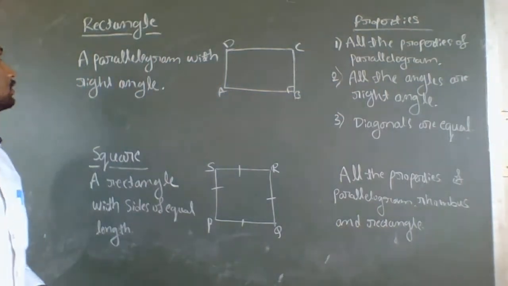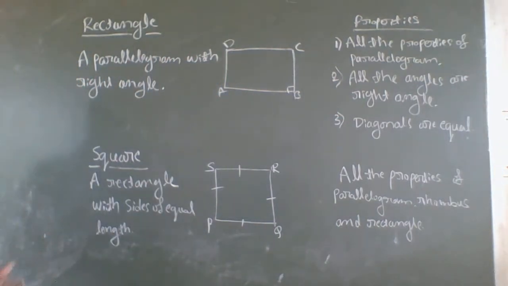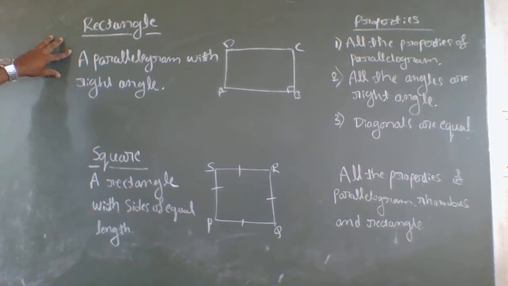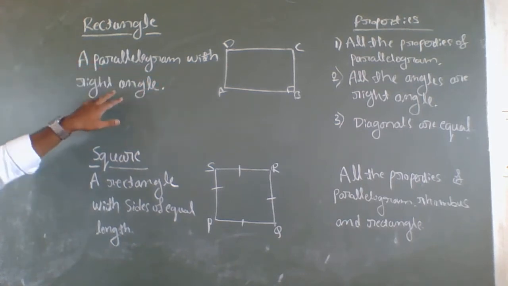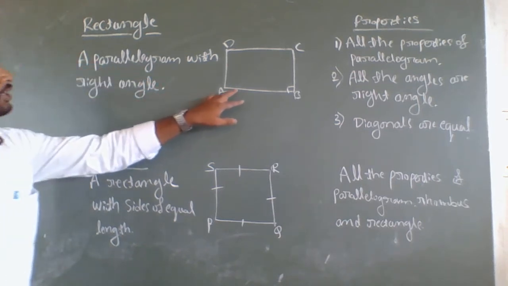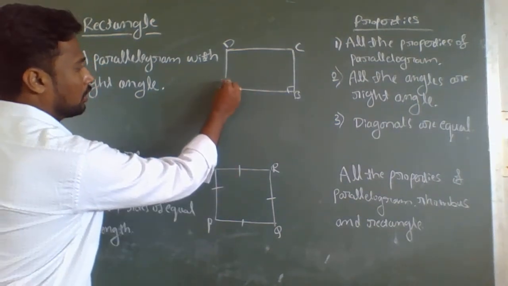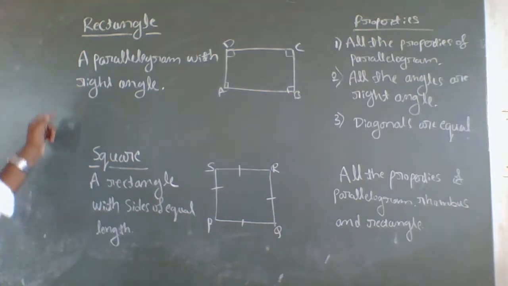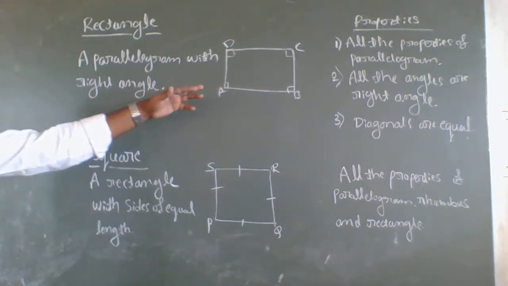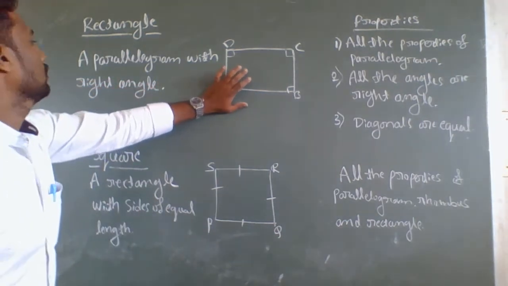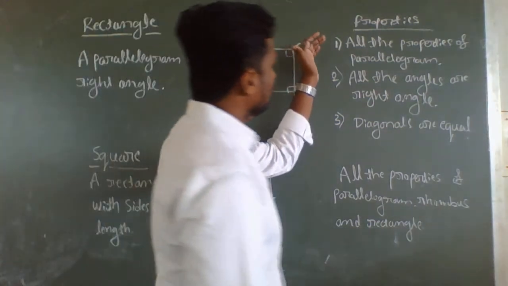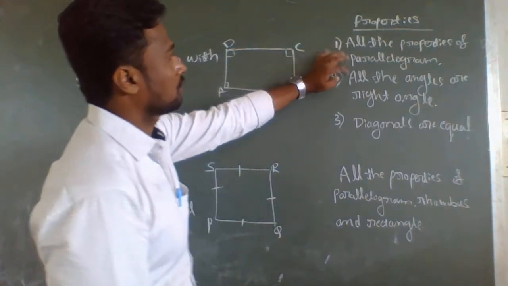So now I will discuss rectangle and square. A rectangle is a parallelogram with right angles. Here all the angles are right angles, which means all the angles are equal to 90 degrees only. Okay, and here are the properties of rectangles.